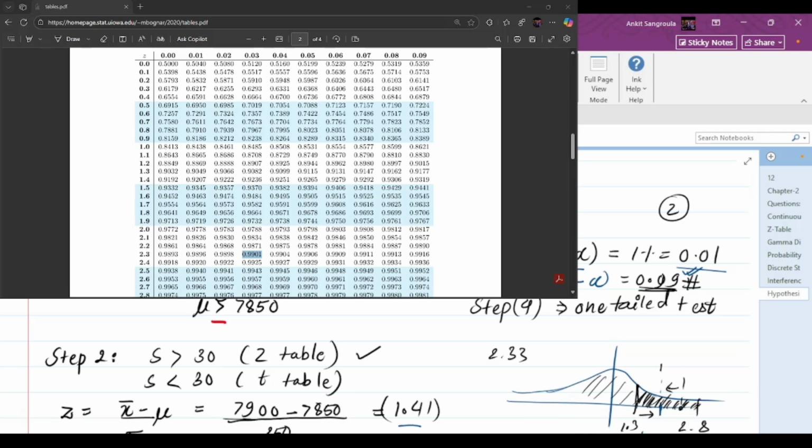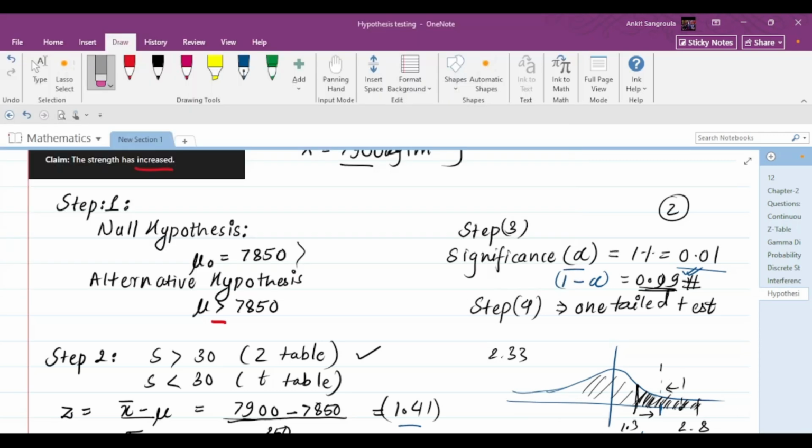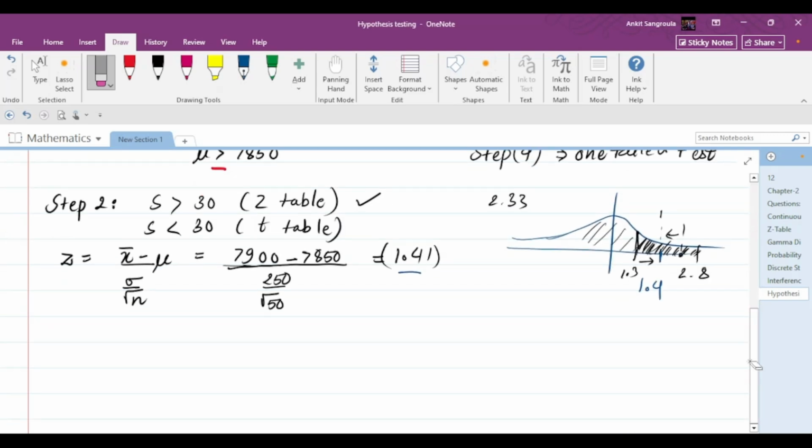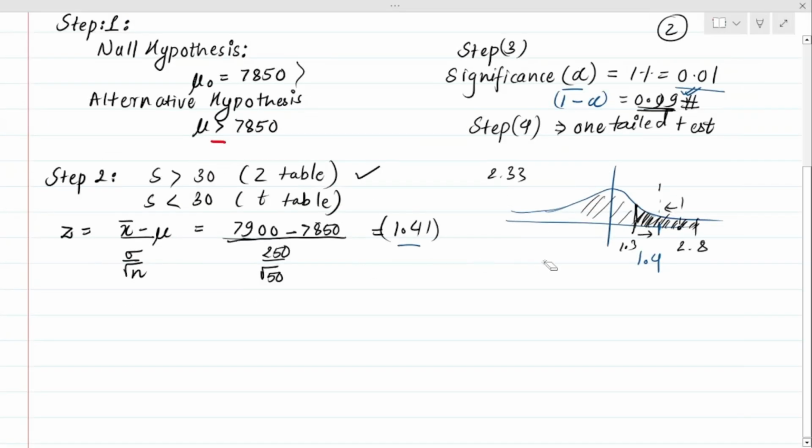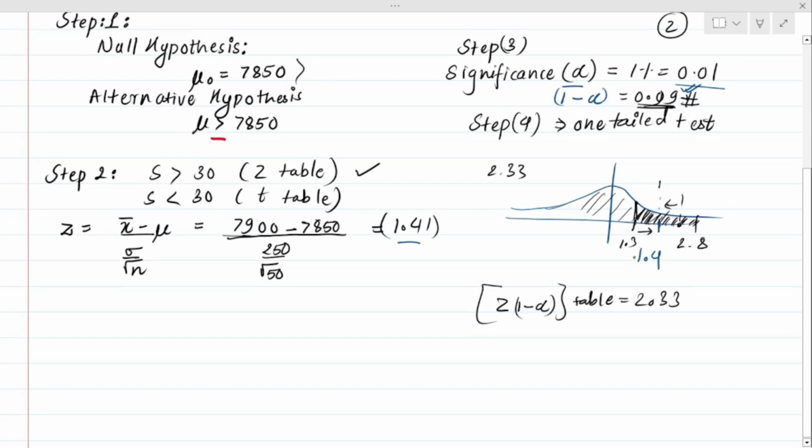So I will close this z table. Now the value of z must be 2.33. So from here we obtain the value of z in this step: z for 1 minus alpha. From the table we obtain the value of z to be 2.33.